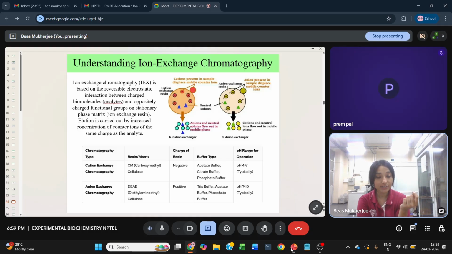And the buffer that is used has a very high pH, for example, Tris buffer, acetate buffer, phosphate buffer. Okay, they are having pH of 7 to 10. Okay, great.